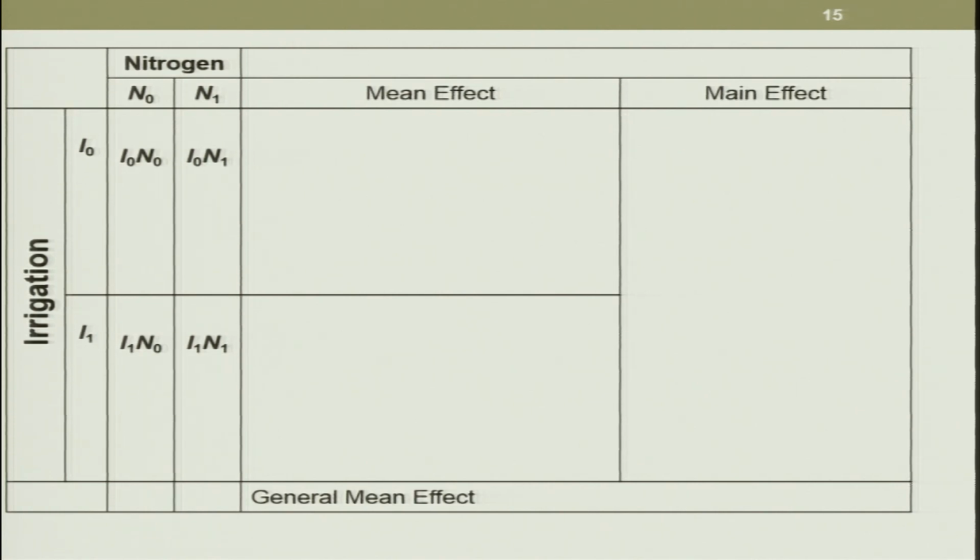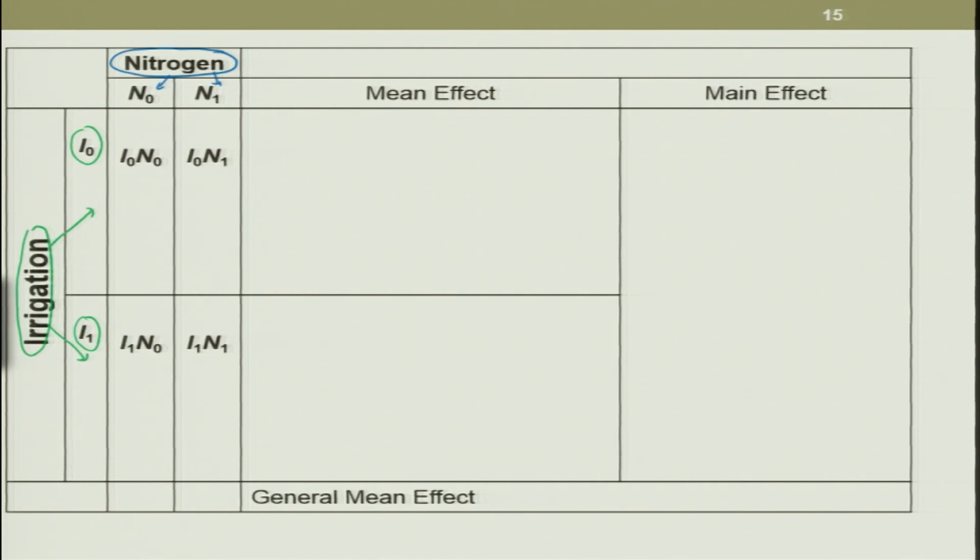First thing you can see here, I have written nitrogen, and these two, N0 and N1, denote the level of nitrogen. Similarly, in this column I have written irrigation, and these 2 columns denote the level of irrigation, I0 and I1.